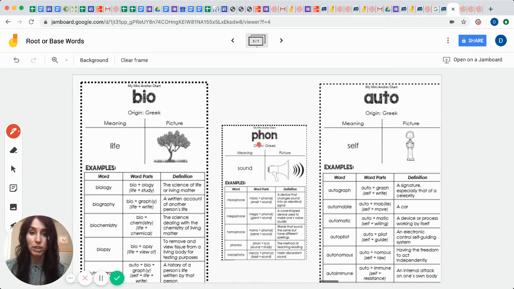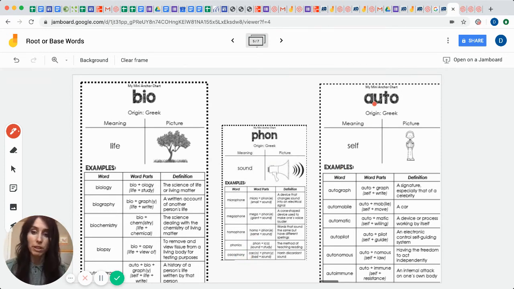Another root word is phone. You've heard this one a lot in the English language. It's a root word that means sound. Words that have phone in them would be microphone, megaphone, homophone, phonics. And I can't read that one. Don't have my glasses, sorry.